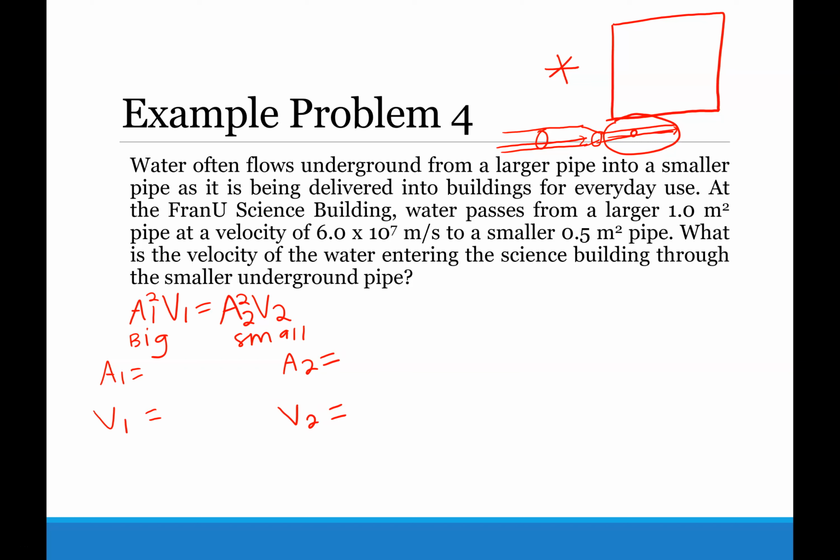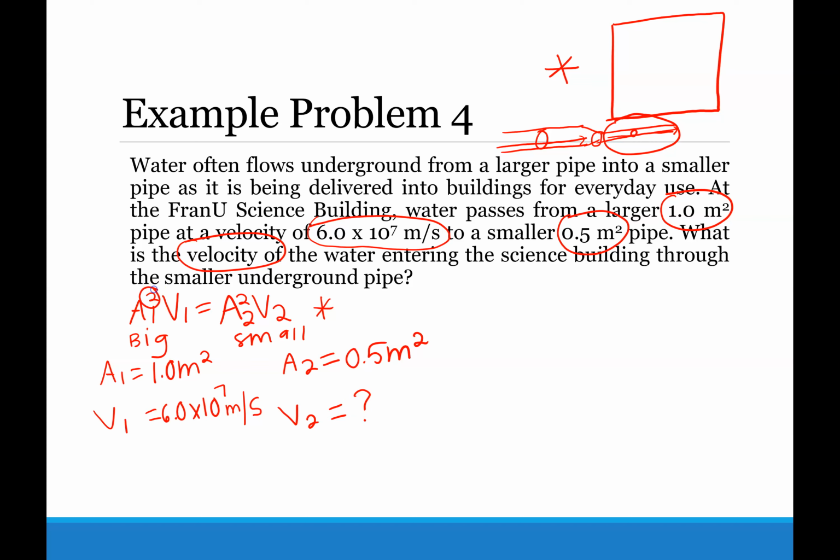So at the Fran U Science Building, water passes from a larger 1.0 meters squared pipe. So there's our first area, 1.0 meters squared, at a velocity of 6.0 times 10 to the 7th meters per second. That's our first velocity. To a smaller pipe, so now we are going to the other side over here on the small side. To a smaller 0.5 meters squared pipe. So 0.5 meters squared is going to be our second area. What is the velocity of the water entering the science building through the underground pipe? So the smaller pipe.